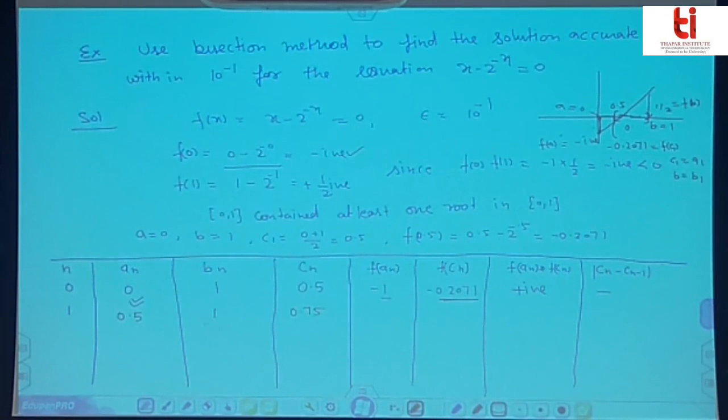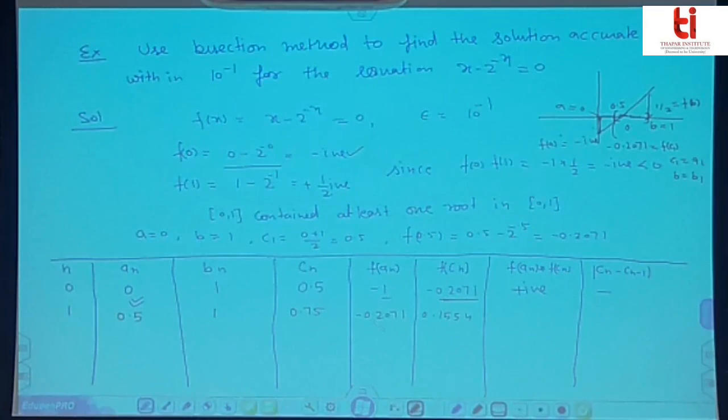0.5 plus 1 upon 2 is 0.75, and the function value at A, 0.5, we have already computed, that is minus 0.2071. And new Cn is what? That is 0.75, that is C1, and the function value at 0.75 is 0.1554.